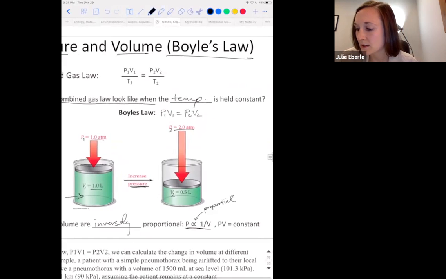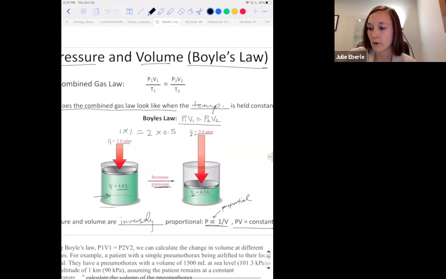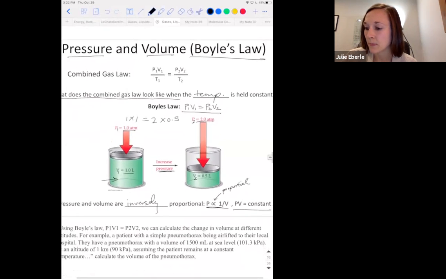Okay. Now, what does this mean? PV equals a constant? Well, mathematically, we could plug that into Boyle's law and see if that holds. Let's plug in our P1 and our V1. That would be 1 times 1. That should equal P2 times V2, which is 2 times 0.5. Okay, and if those give you the same number, then that holds. So they both equal 1 on both sides.